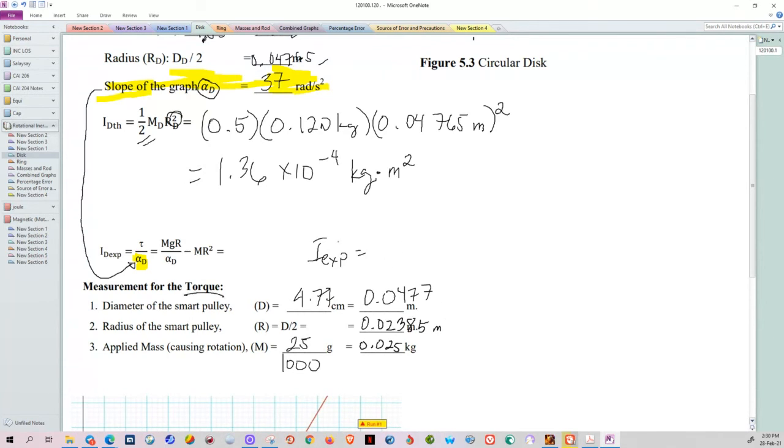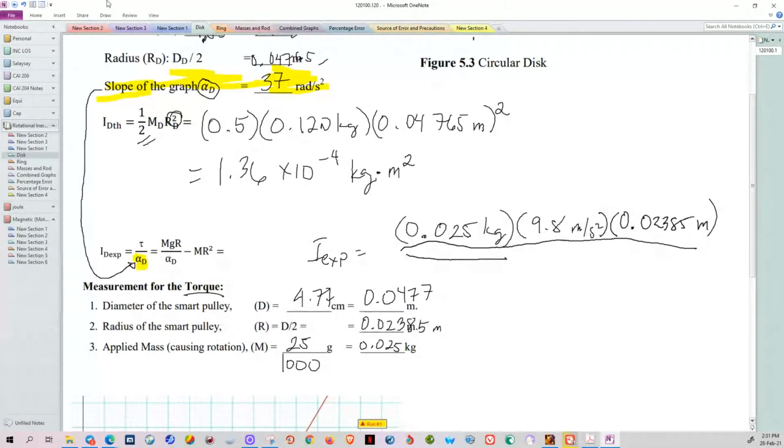Now let's substitute. Inertia of the disc is equal to mass applied, 0.025, the unit, kilogram, multiplied by gravity, 9.8 meter per second squared, multiplied by radius, 0.02385. What's the unit? Meter. Is that clear? Divide by the slope.